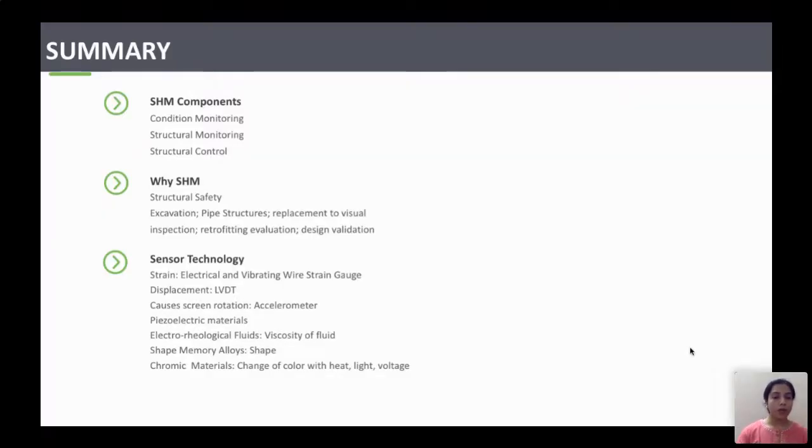Then we learned about piezoelectric materials, and electrorheological fluids, which are materials which change their viscosity with electrical field. Shape memory alloys change their shape when they are heated. Chromic materials change their color with heat, light, and voltage. Then we learned about the global technique and the local EMI technique. In the global technique, the whole structure is acting as one unit. However, in the local EMI technique, only a small part of the structure is responding.